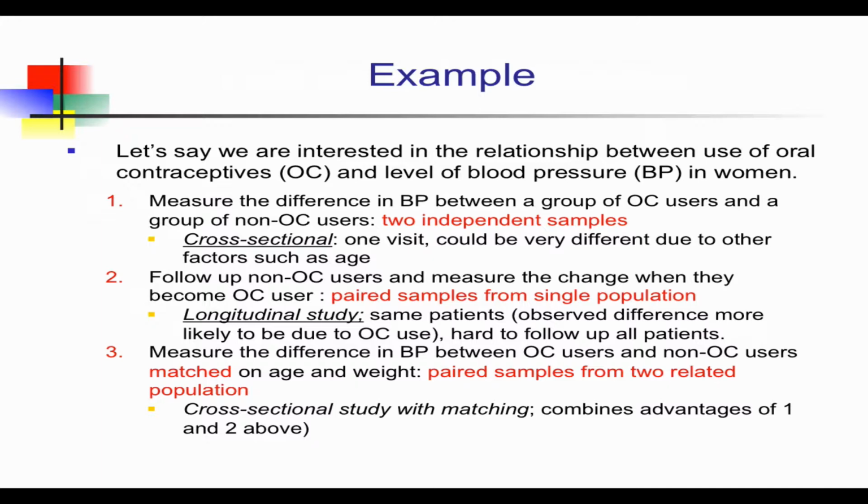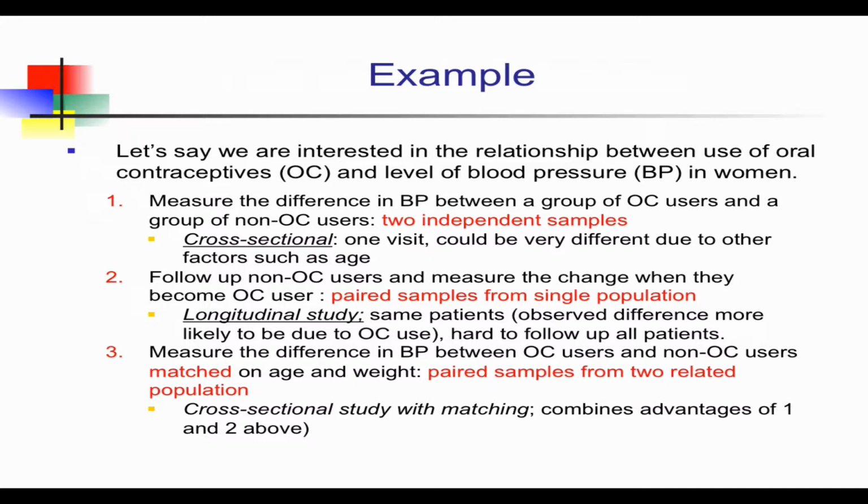For the third design, I know that blood pressure depends not only on OC usage but also on other factors. So I do a matched design, matching my samples as much as possible, except that one sample uses OC and the other does not. I match them on age and weight. Whenever you have a 30-year-old woman weighing 120 pounds who uses OC, you try your best to recruit another 30-year-old woman with the same weight who doesn't use OC. Your samples also come in pairs, and this represents paired samples from two related populations as well.